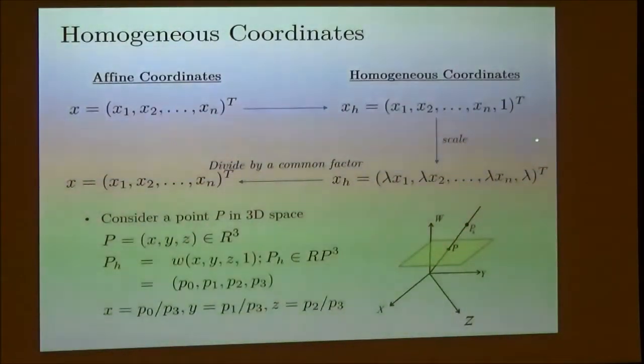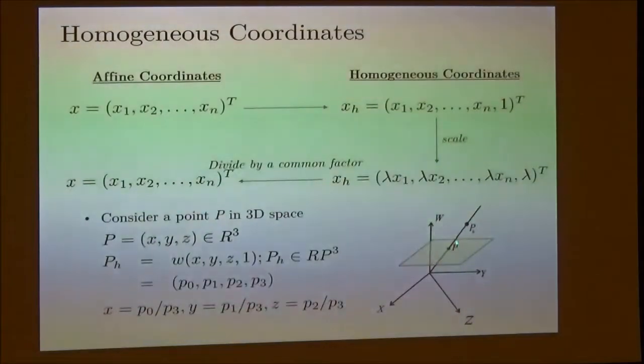If lambda is positive, you're going to go away from the origin. If lambda is negative, you're going in the opposite direction. If lambda is 1, you're right over here. So all of these points on this ray, on this line, basically map to the same point when you project them. So if you divide by lambda, which is a common scaling factor, you retrieve the original affine coordinates.